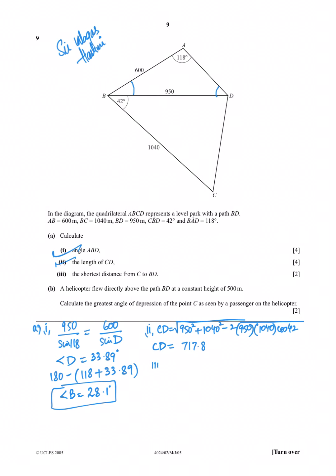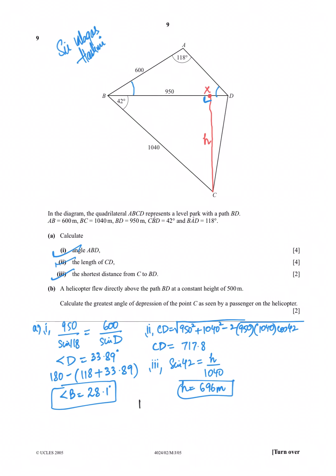After that, part 3, the shortest distance from C to BD. So if I draw the shortest distance from C to the length BD, this red length is, let's suppose this point is X, and that is my shortest length denoted by H. So now you can apply trigonometry here because we got a 90-degree angle. So sine 42 equals to H divided by 1040, and that height is equals to 696, and the unit is meter. So that is your part 3 answer.